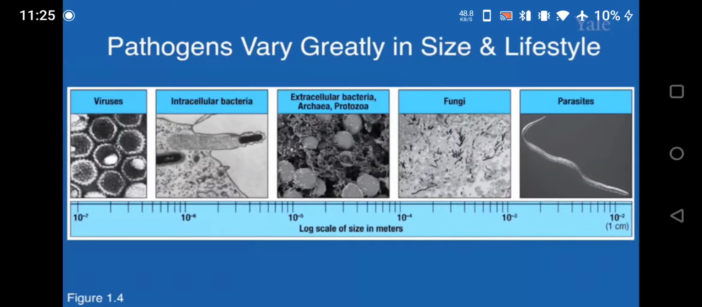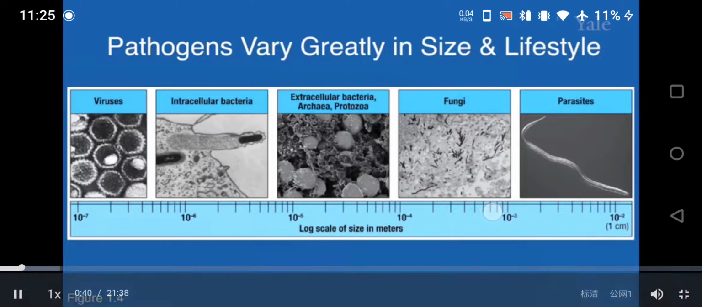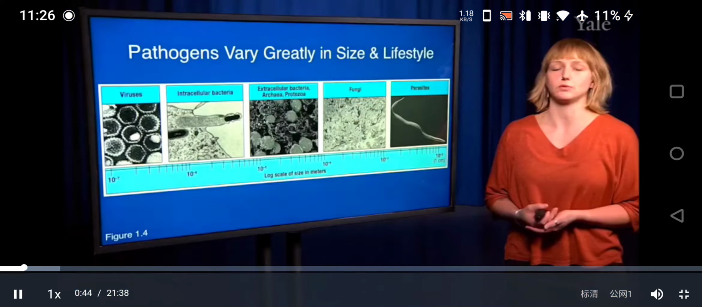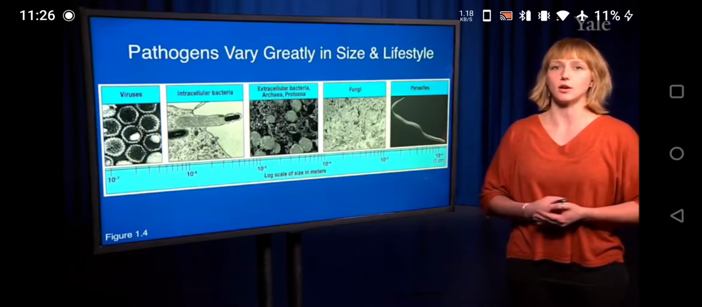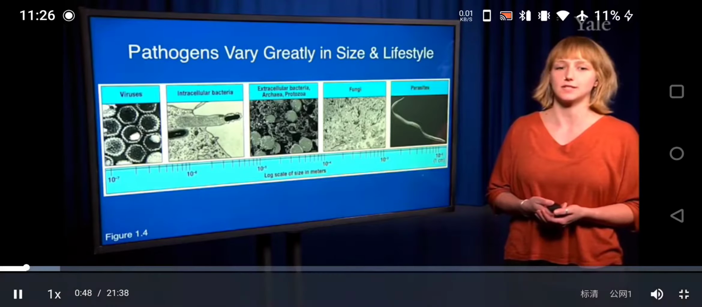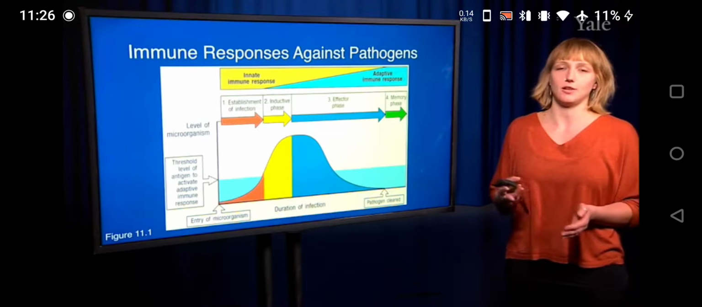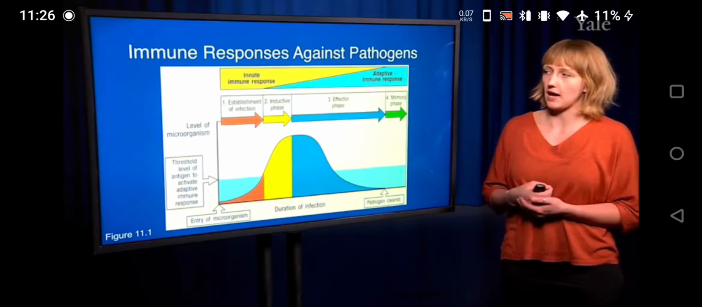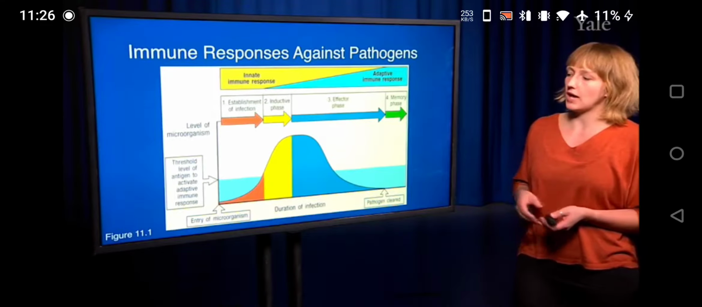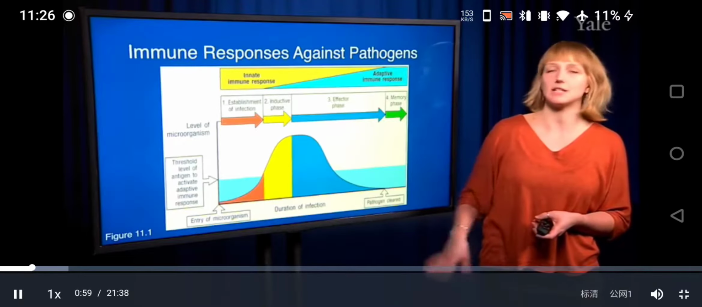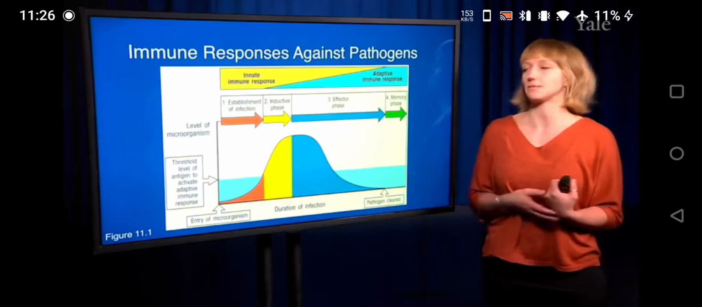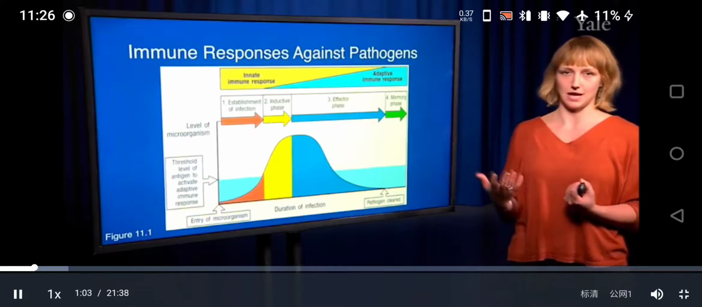So pathogens that infect multicellular hosts come in a great variety of sizes and have very different lifestyles. And these sizes and lifestyles and types of pathogens will greatly affect the immune responses that hosts launch against these pathogens. Immune responses against pathogens vary depending on the time of infection and the burden of pathogen. So what happens at the establishment of infection is we have predominantly innate immune responses, and later in infection we have our adaptive immune responses.